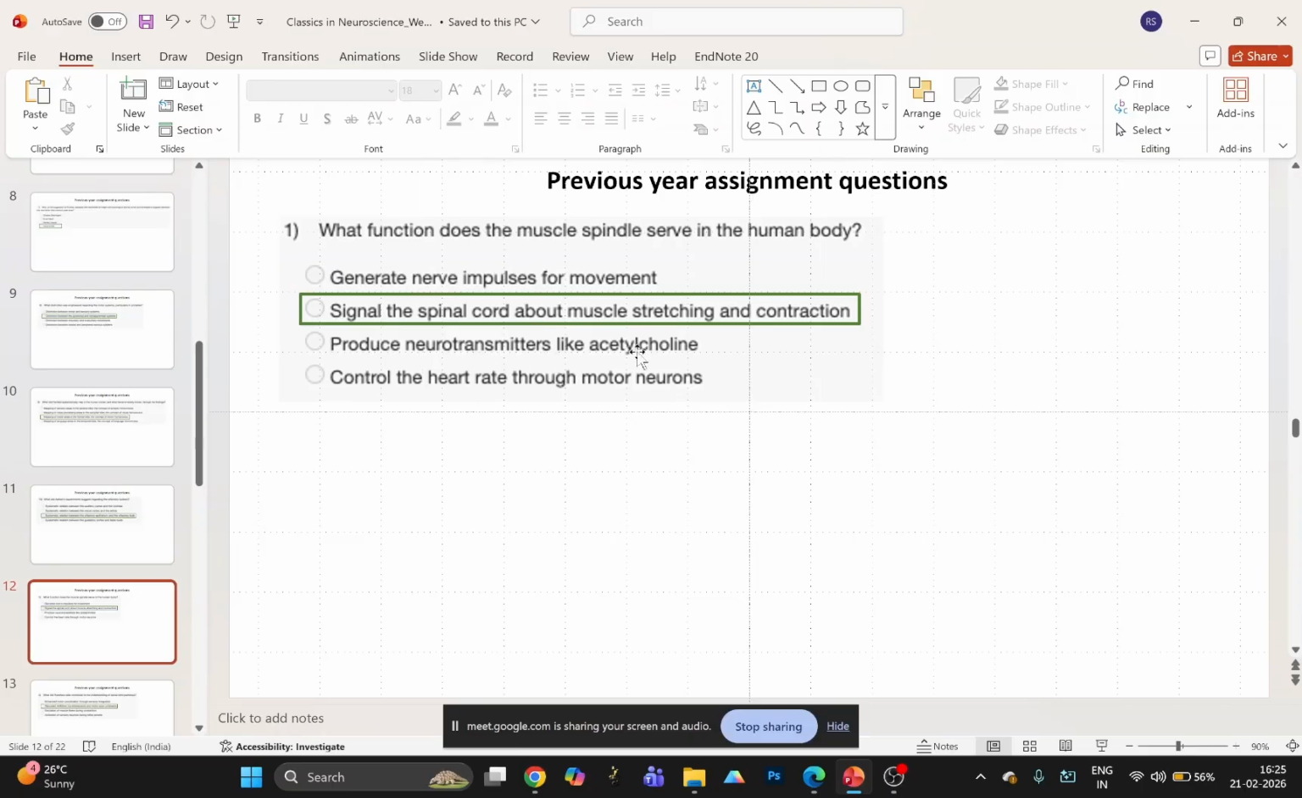Produce neurotransmitters like acetylcholine? No. Muscle spindles are basically modified muscle fibers. Why will they produce neurotransmitters like acetylcholine? That is the function of motor neurons. Control the heart rate through motor neurons? No. They give information about the muscle stretching and contraction. Their function is not to control the heart rate.